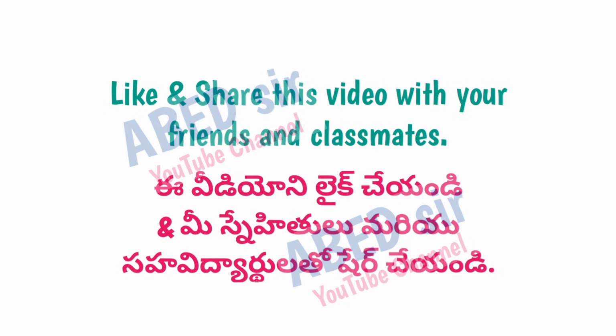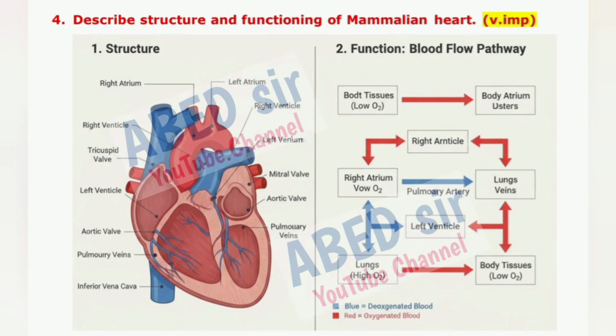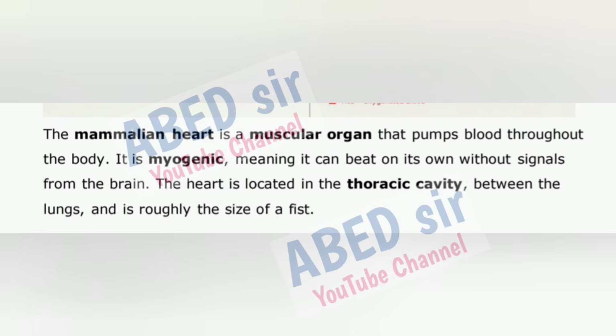Next important long question is: 4. Describe structure and functioning of mammalian heart. The mammalian heart is a muscular organ that pumps blood throughout the body. It is myogenic, meaning it can beat on its own without signals from the brain. The heart is located in the thoracic cavity, between the lungs, and is roughly the size of a fist.